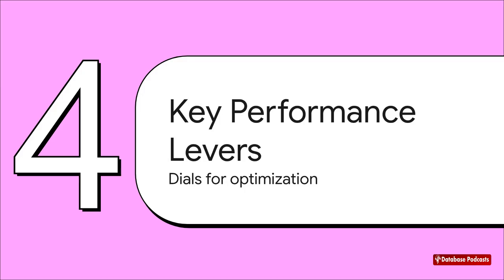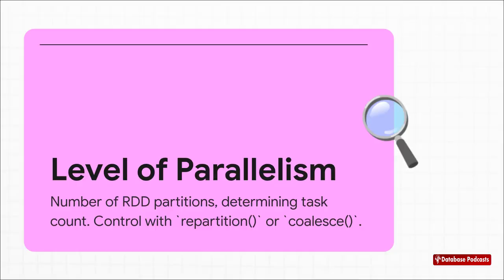So we've played detective, we've found the clues, now it's time to switch hats and be the engineer who actually fixes the problem. There are a few main dials we can turn that can have a massive impact on performance. The first, and maybe the most important lever, is parallelism. Spark works by splitting your data into chunks, or partitions. Each partition becomes one task.